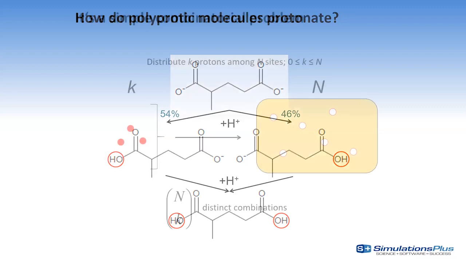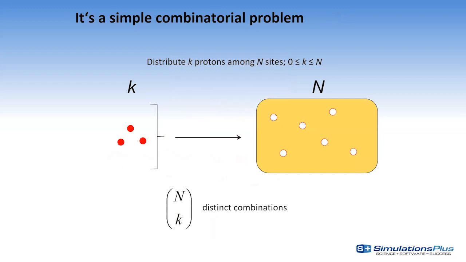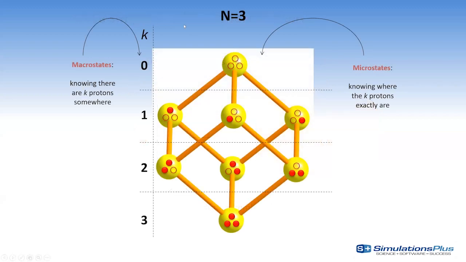So that's the true picture of multiprotic ionization. Overall, you have a simple mathematical problem of having n ionizable sites, and at certain pH values, k protons that distribute among those sites, resulting in n choose k distinct combinations. Let me give you an example of n equal 3.